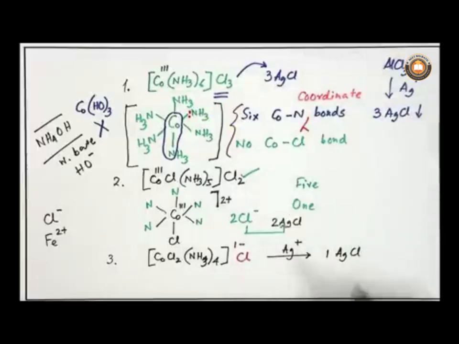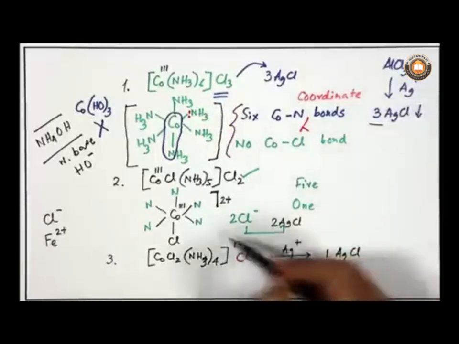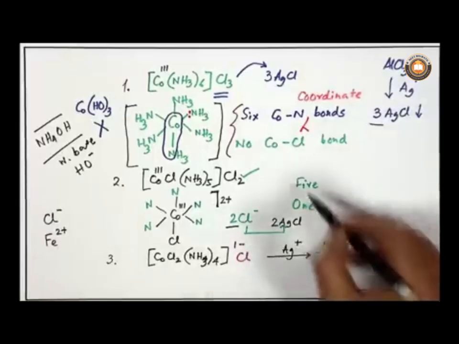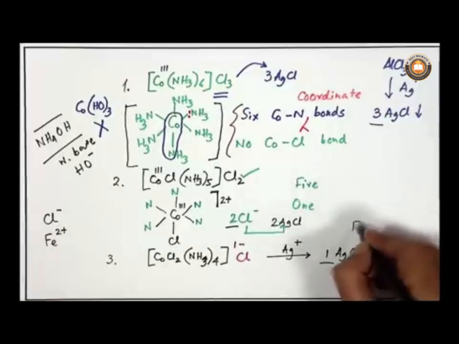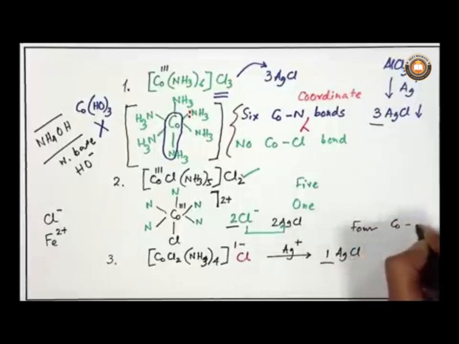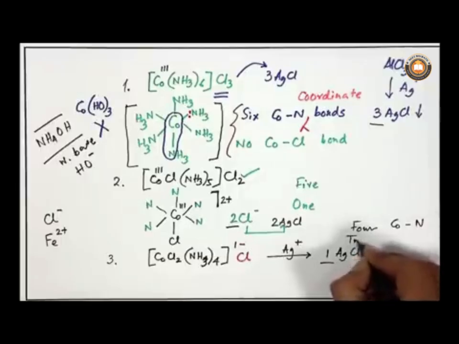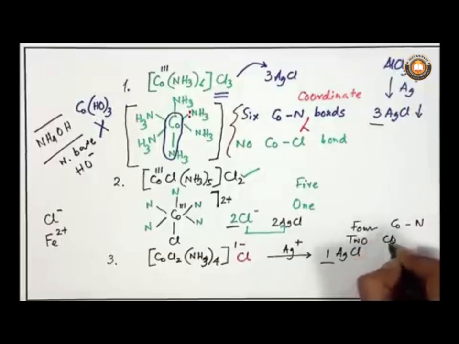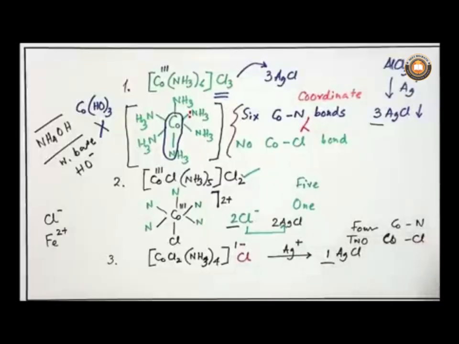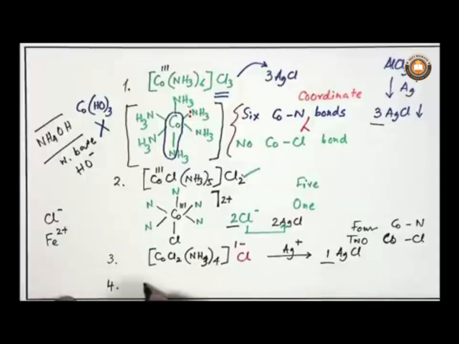So, 1 is coming. Your difference is 3, the difference is 2, and the difference is 1, and this is also changing. Now, you have 4 of the cobalt nitrogen bonds, and 2 of the cobalt chlorine bonds. So, this quartz sphere and all these things are changing. Then the fourth one, we will discuss in our next class. The color is different. This is green, but all other things are the same.